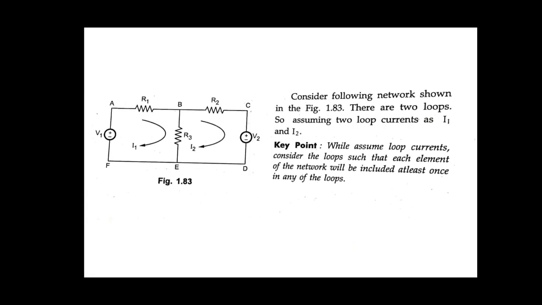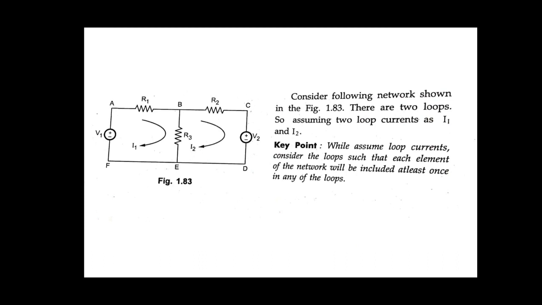So let us consider the network. This is the network. There are two loops. Already I explained what a loop is: A, B, C, D, E, F, A. In this network there are two loops, that means A, B, E, F, A is one loop, and the second loop is B, C, D, E, B. And these two loops carry two currents. I1 is one loop current, I2 is another loop current.